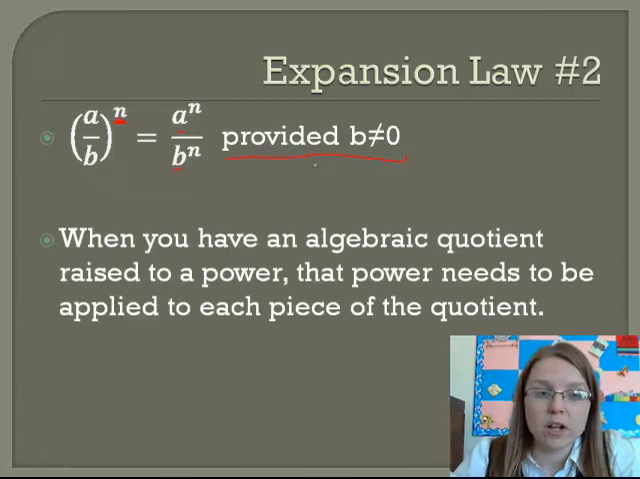So written out for you: when you have an algebraic quotient raised to a power, that power needs to be applied to each piece of the quotient.